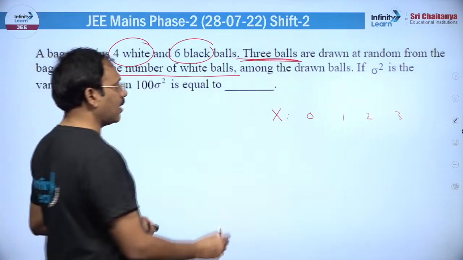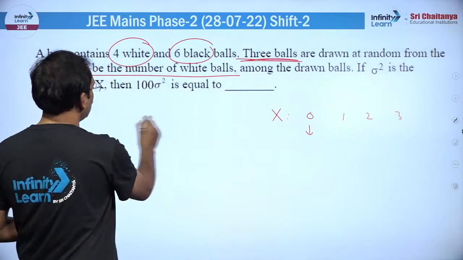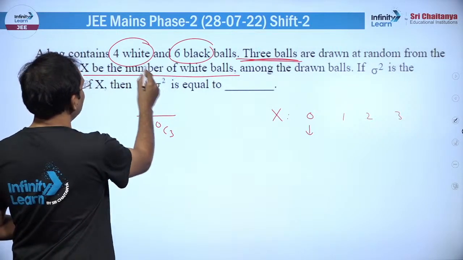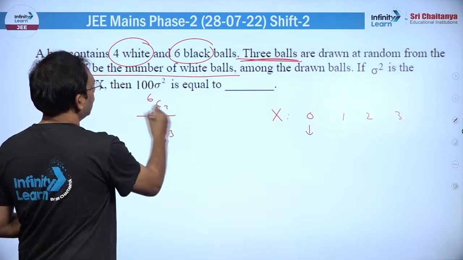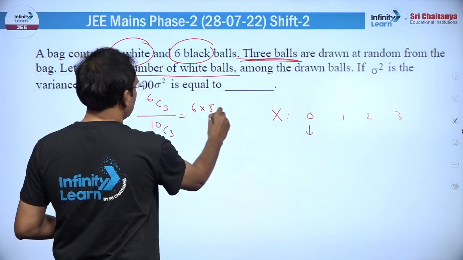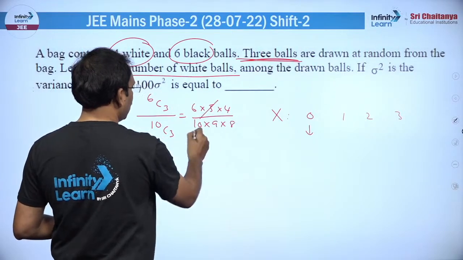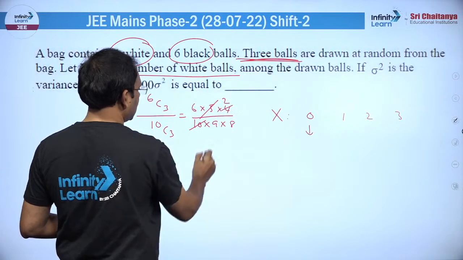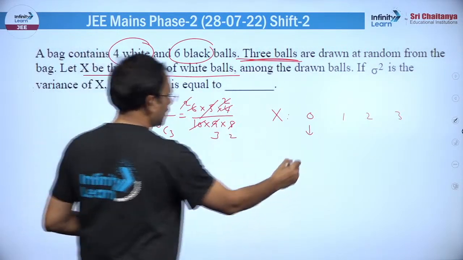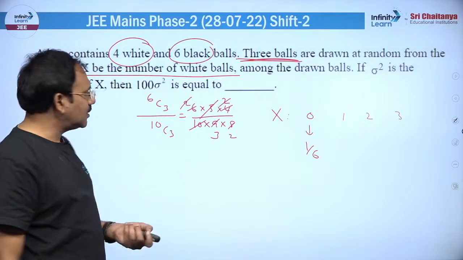You need to prepare the probability distribution. Out of these 10 balls you have to draw 3, and you have to get 0 white balls. 0 white balls means all must be black. This you need to simplify, which is 6 into 5 into 4 by 10 into 9 into 8. My dear friends, cancelling common factors, you get 1 by 6. In the same way, you need to find the probability for the other cases also.